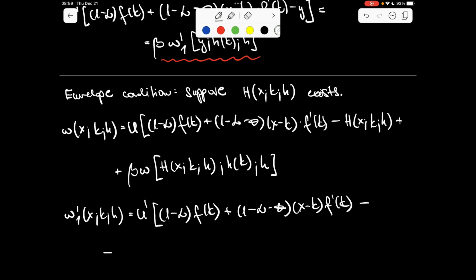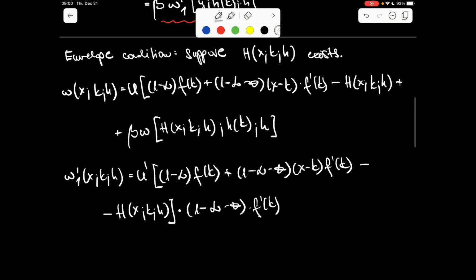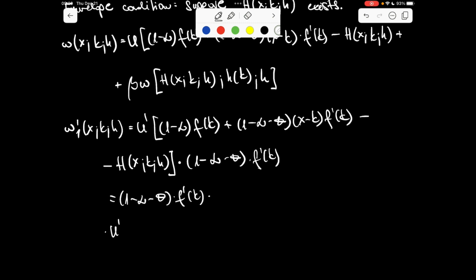Okay, so which is equal to, I'm trying to write the equations and the expressions as nicely as I can.